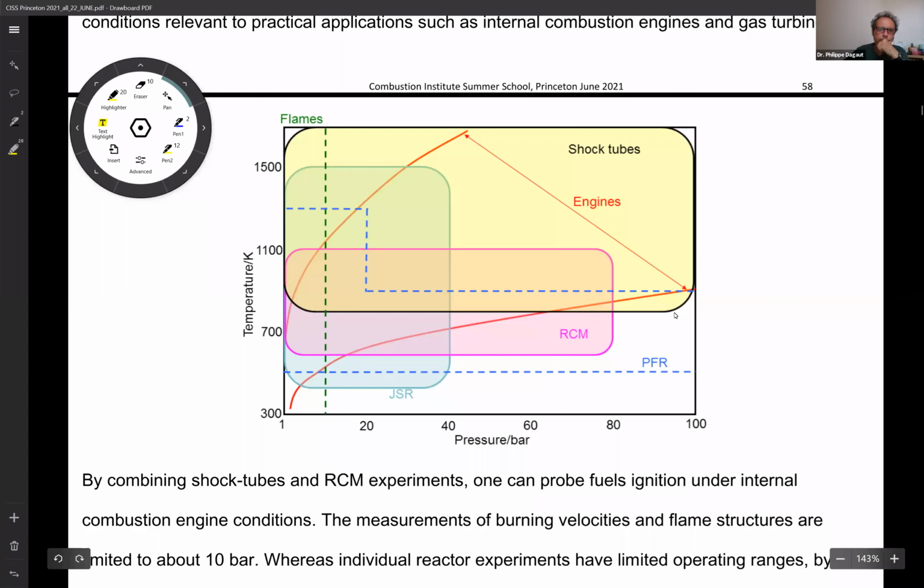And shock tubes are covering a very wide range of pressure and also temperature. It can go even way above 2000 Kelvin. But most of the time they don't cover the low temperature chemistry. And finally, engines cover this area here. So you can see that by combining the different techniques, we are able to cover most of the engine operating conditions.